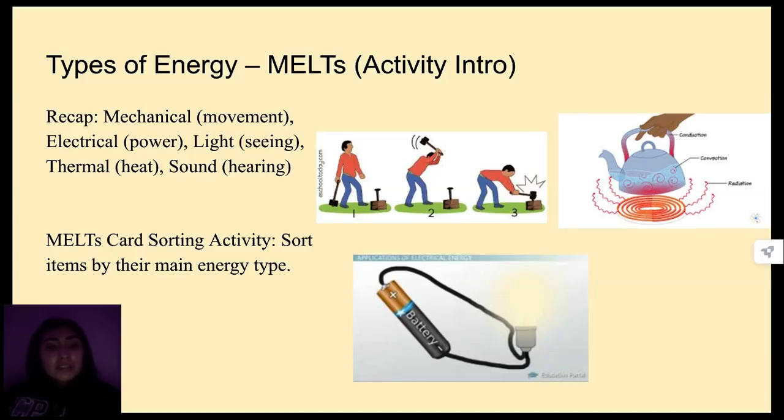With these images, I want you to sort the items by their main energy type. Remember, mechanical is movement, electrical is power, light is seeing, thermal is heat, and sound is hearing. So based off these three images, let's see, raise of hands, who might know what each image is? Let's do the first one, the guy with the hammer. Anyone want to take a guess of what kind of energy is being used right there?